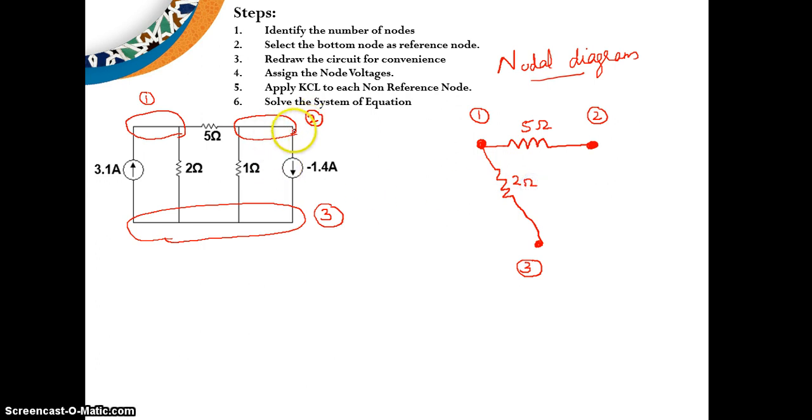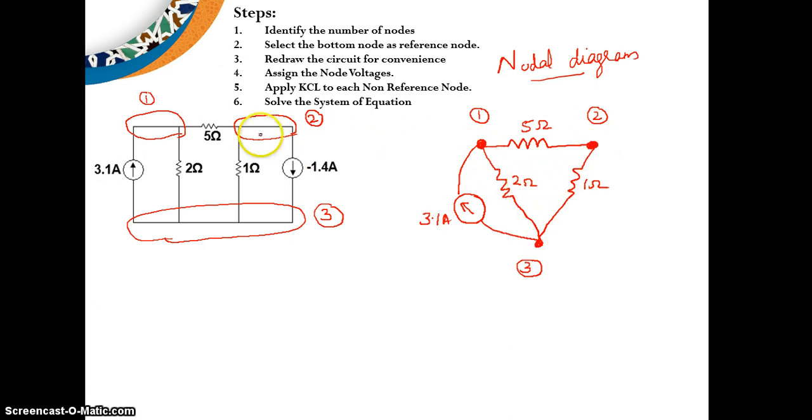Now between node 2 and node 3 you have 1 ohm. Again, between node 1 and node 3 you have one more element, that is the current source, 3.1 ampere, marked with its arrow in the upward direction.